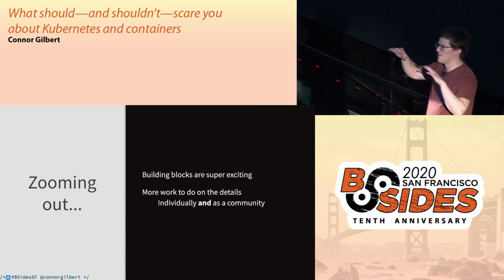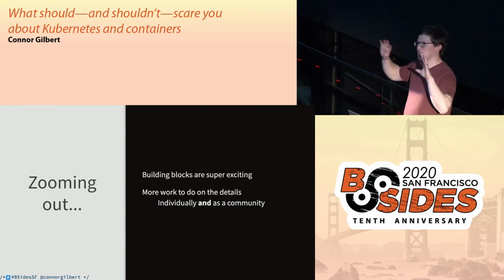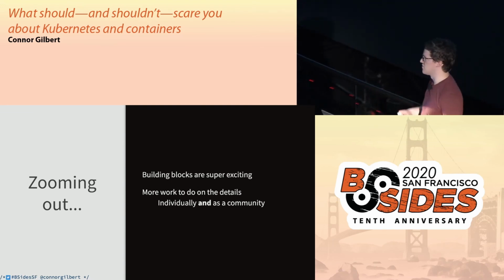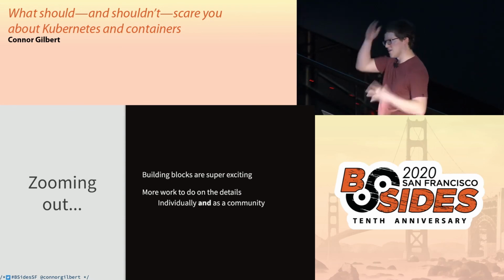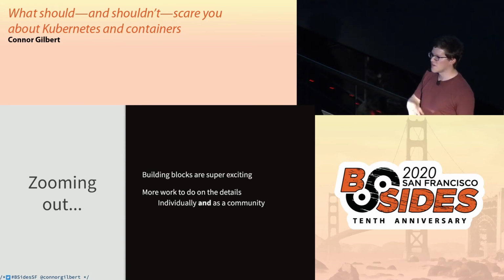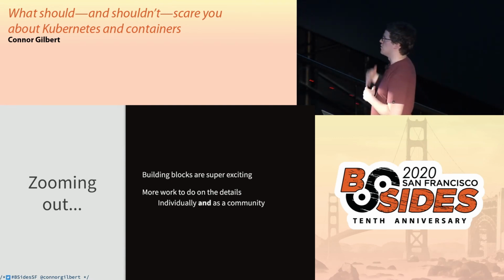So if we zoom out, I'm trying to give you a point of view here, which is that the building blocks that we have are super exciting. We've got SHAs and images, we've got standard container formats, we've got orchestration with all that data available for us. But we do have more work to do in the details, both individually, like what we can do to secure ourselves, and as a community, like what we can do to secure the ecosystem.